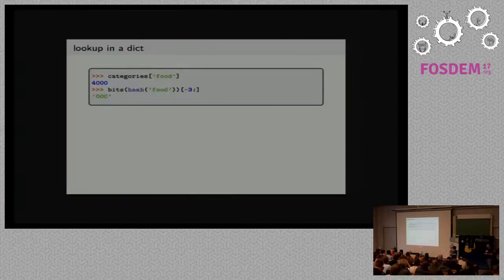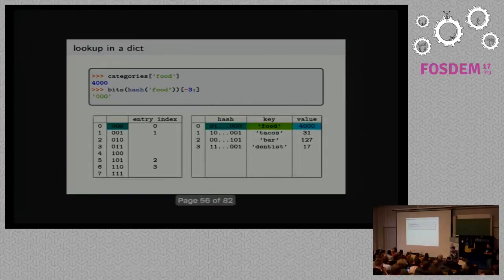So now what if we want to look up in the dictionary? Like, how many food items do I have? We look at the hash of food, which turns out to be 000. We go into the indices table. 000 gives us entry index 0. So we go to the entries table, look up the index 0, and oh, we have food, and 4,000. So that's it.